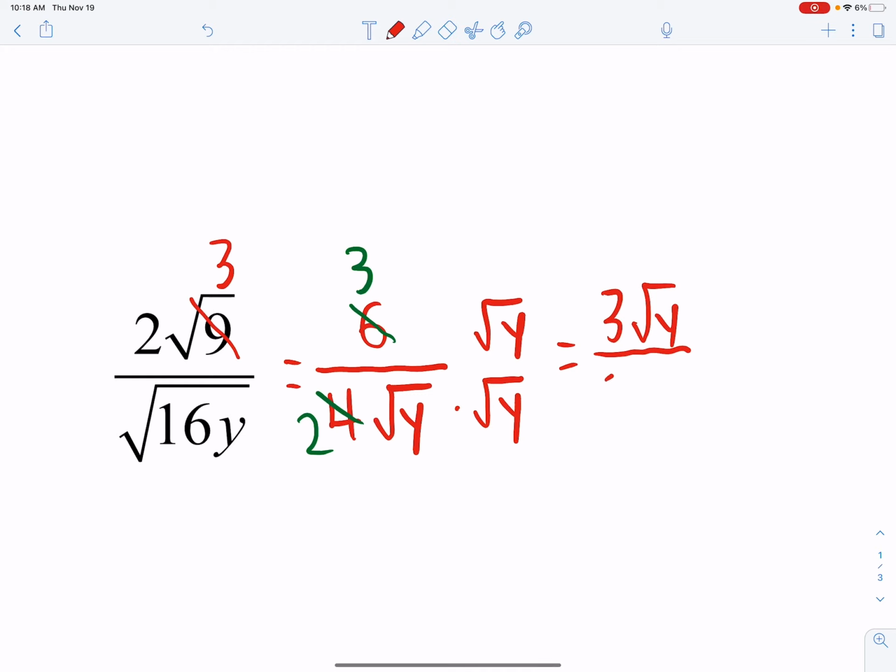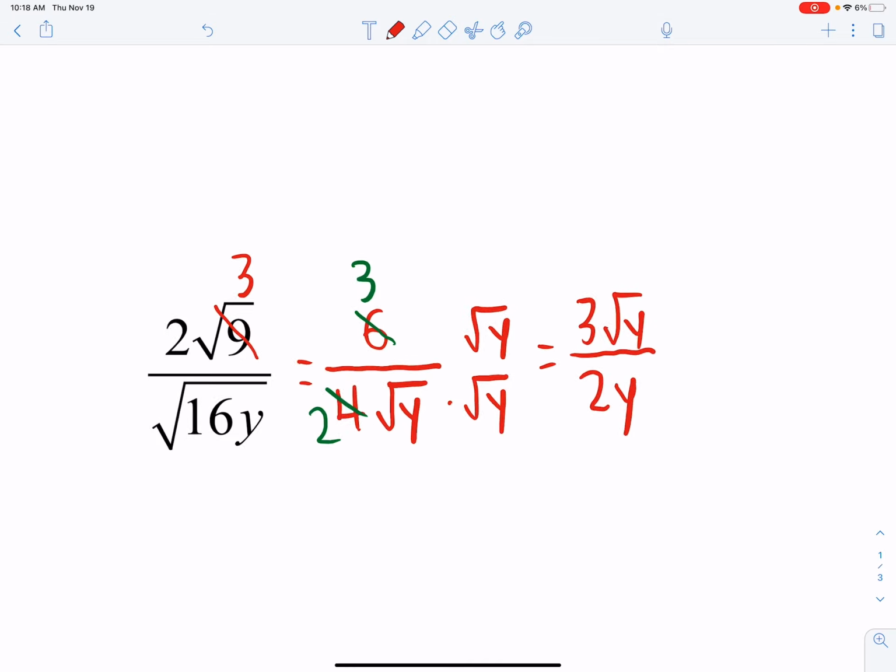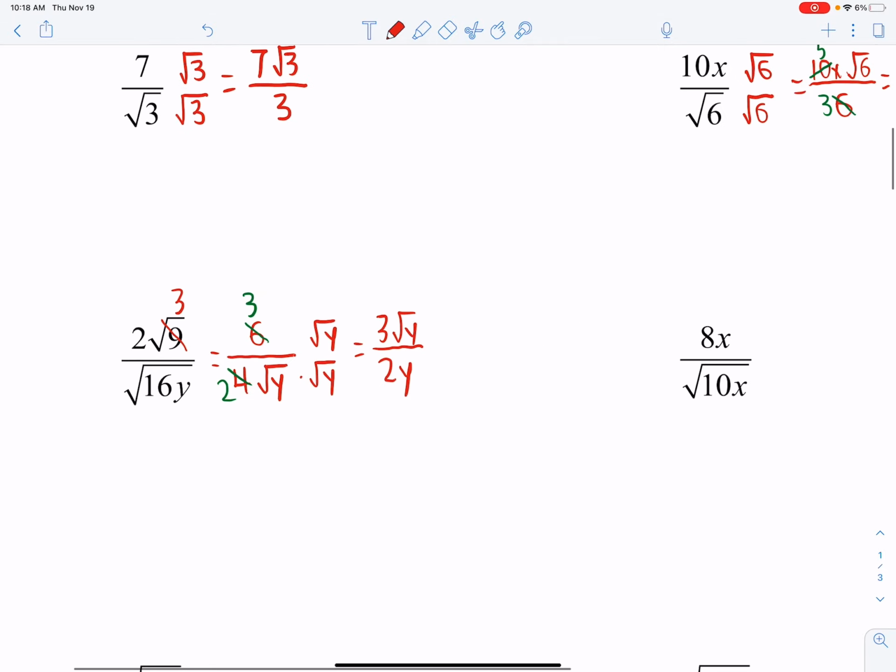On the bottom part, you have 2, and then the square root of y times the square root of y is y. This is considered to be simplified because even though there's a root on the top part, there's not a root on the bottom part. Roots on the bottom part are bad, so we want to do what's called rationalizing the denominator.